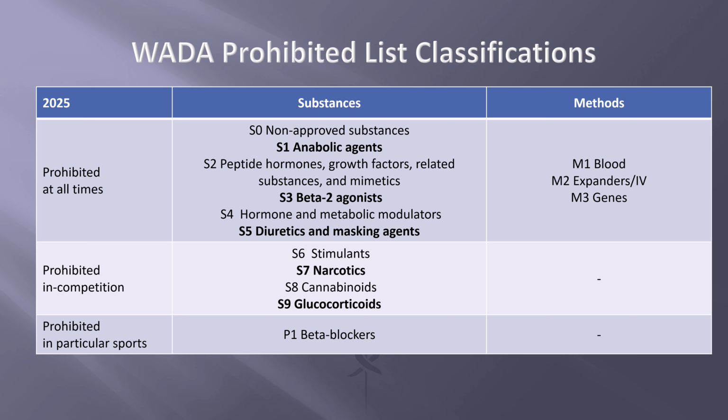And then in the methods, there are 3 different methods, and we'll focus for this presentation just on M2, which includes IV restrictions. And you can see there are 4 different classifications in the substances that are prohibited in competition only. And as already mentioned, currently for the WADA 2025 Prohibited List, beta blockers are the only class of drugs that are prohibited for certain sports.